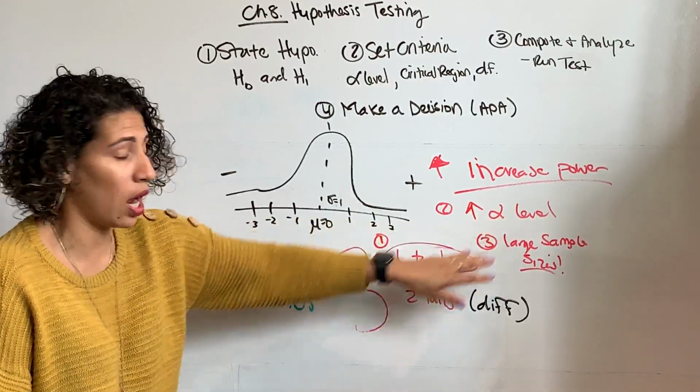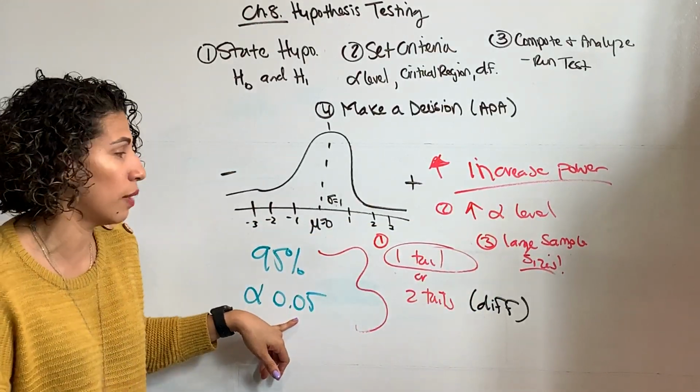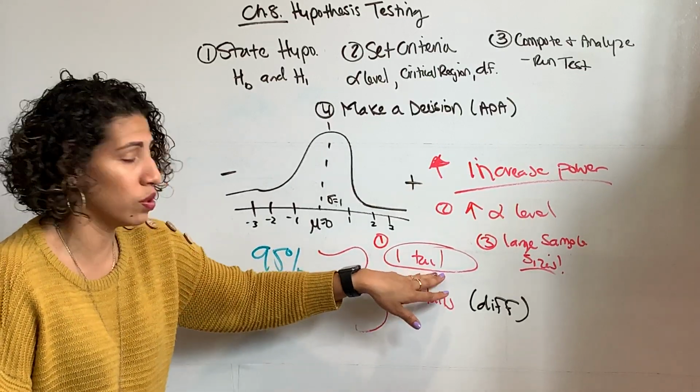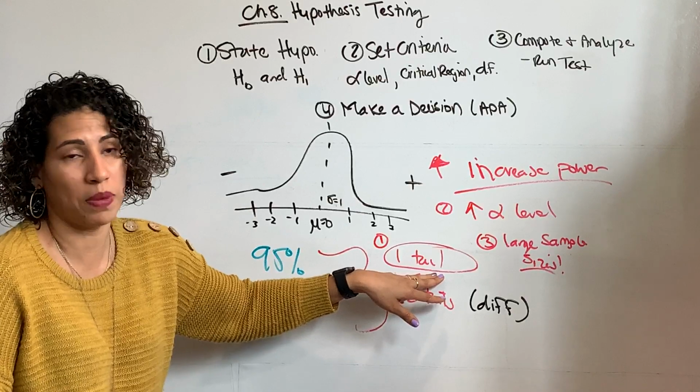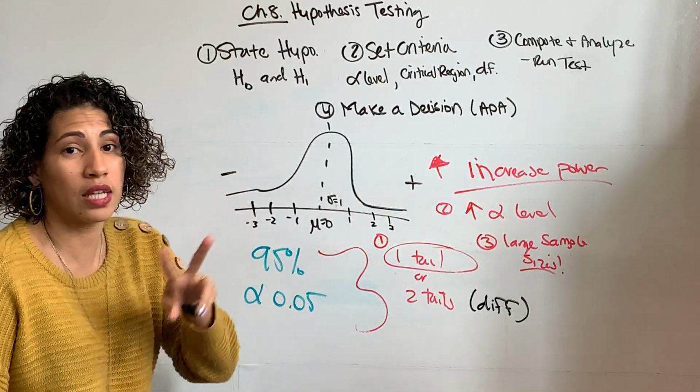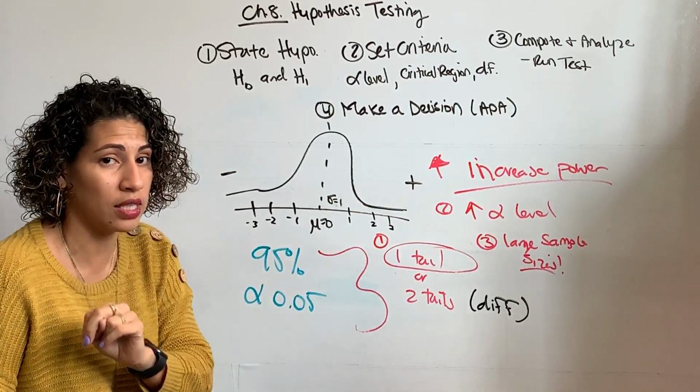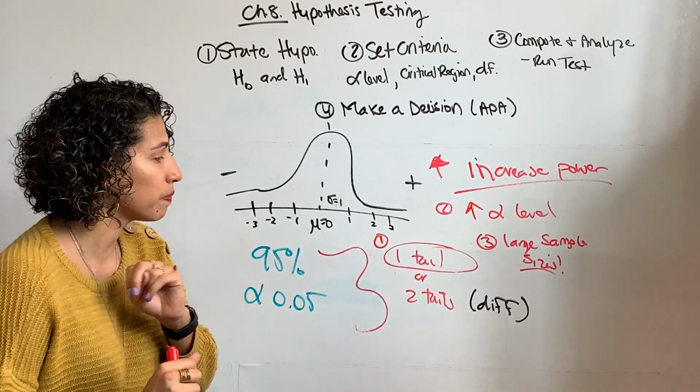So to increase the power of a test, you can make your sample sizes larger. You can increase your alpha level from 5% to, let's say, 10%. Or you can also decide to make it one-tailed, specifically predict where you think the difference will be, on the lower or the higher, instead of giving yourself two chances of finding a difference in two different places.